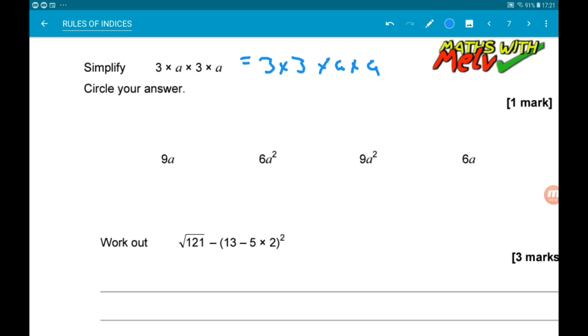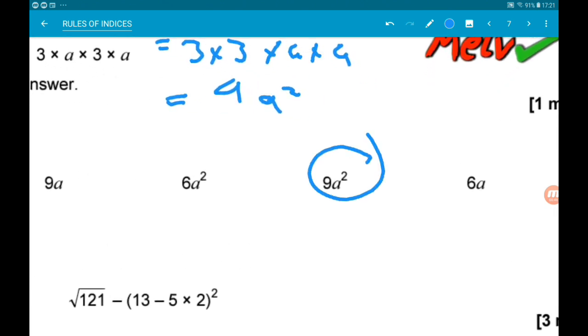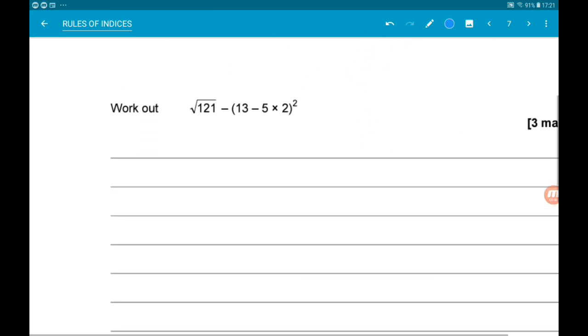Now that's 9 a squared. So, there's our guy. Next up, we want to work out the square root of 121 minus 13 minus 5 times 2 squared. So really this is bit mass, but there's also powers, so when in Rome.